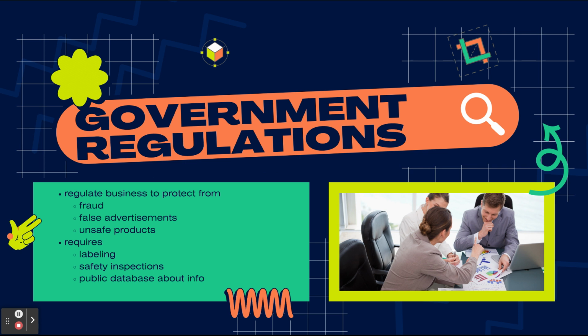This is especially important for things that are regulated by the Food and Drug Administration. There are safety inspections, which typically look at factories or wherever the product is produced, as well as access to a public database with info about the product. So, for example, there are databases that have nutritional facts on food. So, when you put these all together, these help to determine what goods or services people choose to purchase.